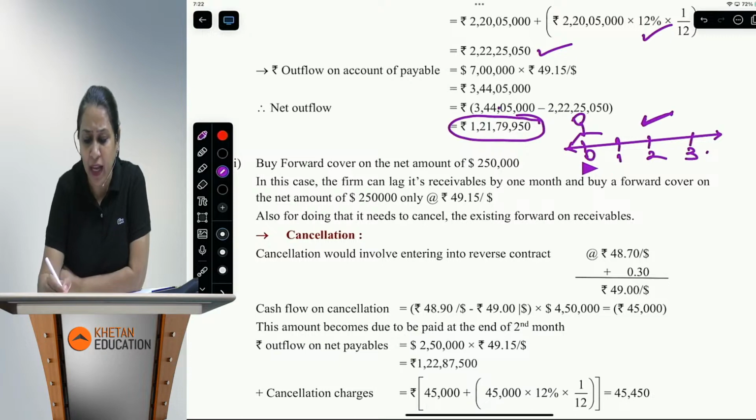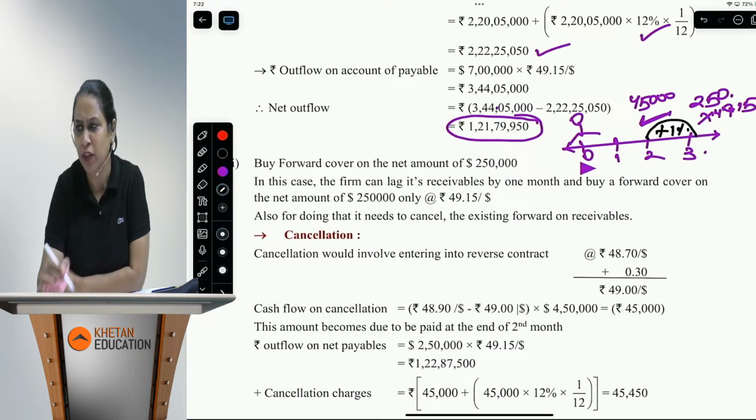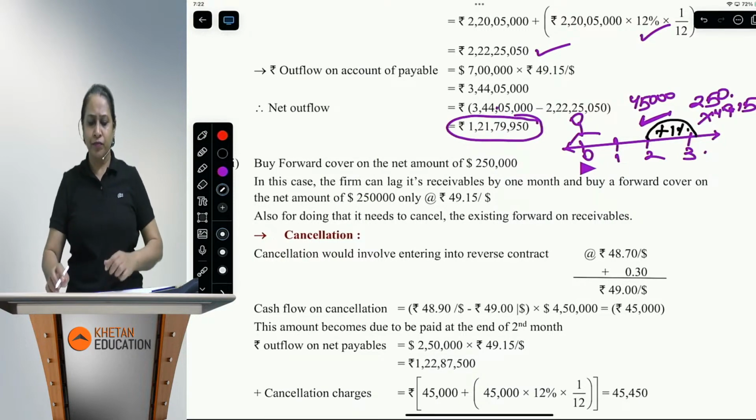Now the problem is that $250,000 into 49.15 stands here, and that loss 45,000 stands here. Both are payable actually. So in order to take a total, what will you do? You will take this money here along with interest of 1%, 12%, 1 month, 1%. Are you fine, all of you guys? Look at this.